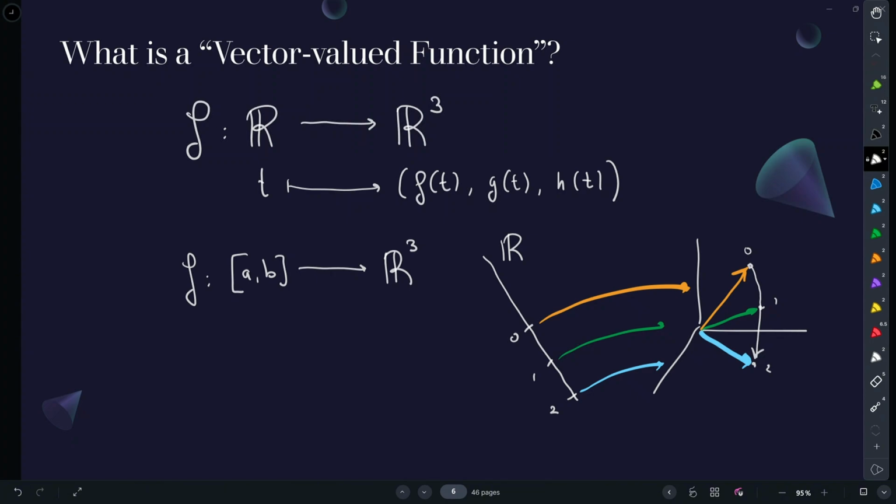Okay? And then we're going to want to compute derivatives. We want tangent vectors to this motion. We want lengths of these curves. We want integrals of these curves. So we're going to do all of those calculus-y things for these types of functions.